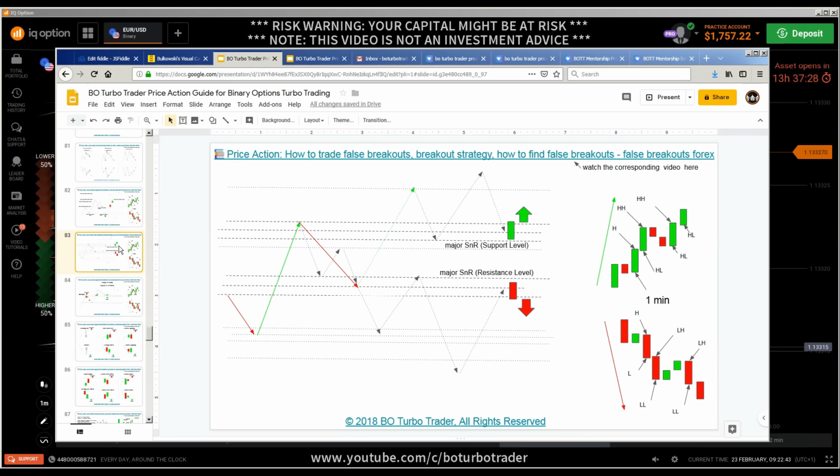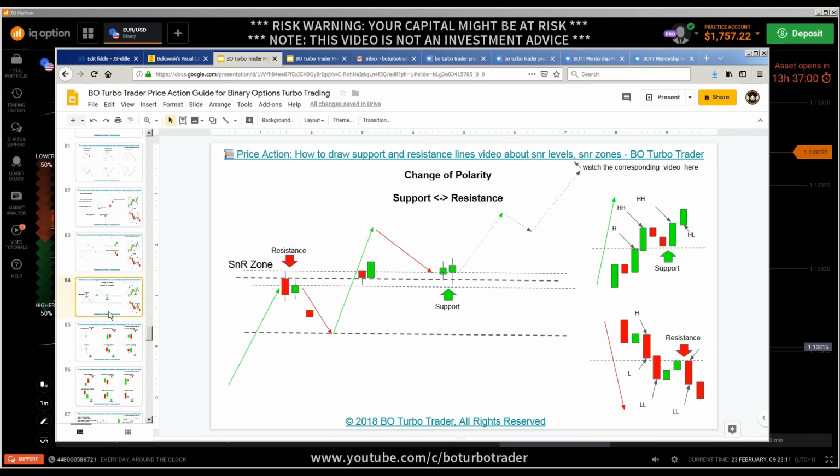And there are some books that always talk about zones. It's areas, it's not a line. We are drawing lines, but we are talking about a zone, and that is what I'm trying to show you here. We have a zone here, depending on where the candles are reversing, where the wicks are forming, and so on. And then this concept where I talked about support and resistance and the change of polarity, this is also the breakout stuff.